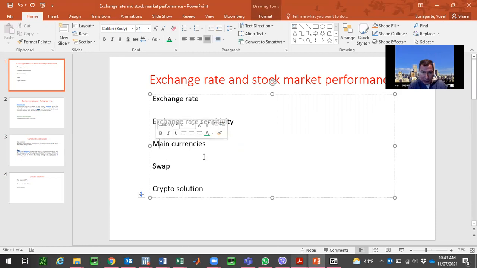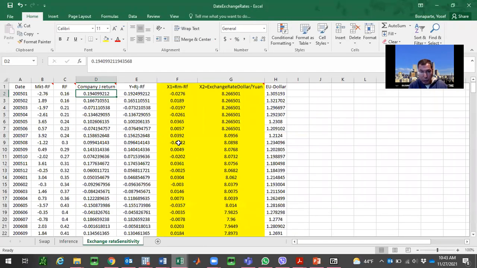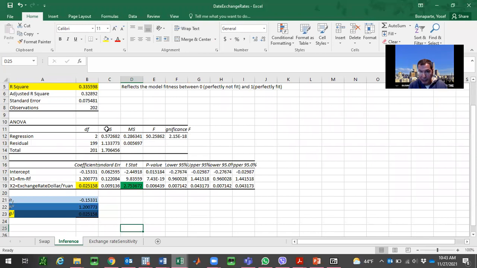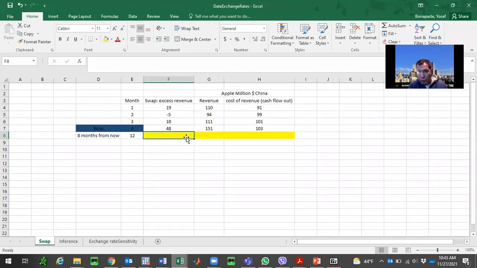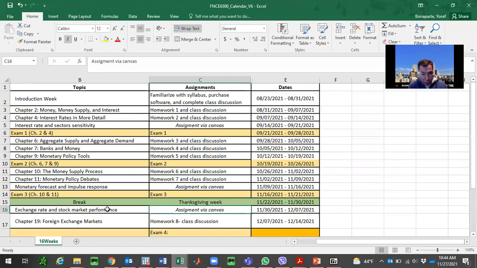All right, I'm done. Again, this is the outline. You will find an Excel file. You have the data, you may use it, or you may change the company if you want. And then you put the inference here. So that's going to be different. And then you do the swap, the new projection. I change the numbers here, do that. And by doing that, basically, we covered this week's exchange rate and stock market performance.